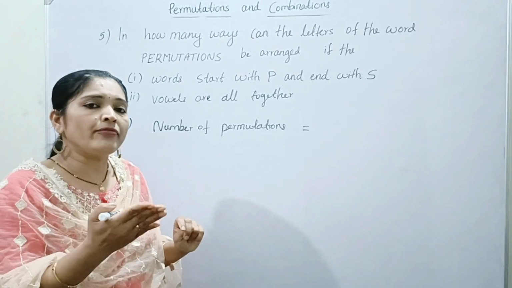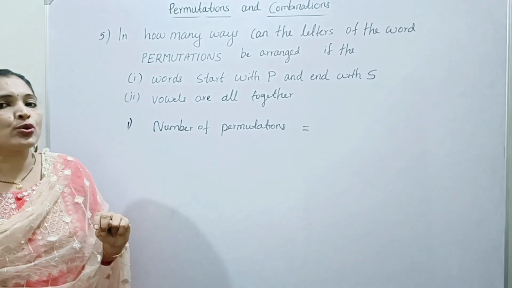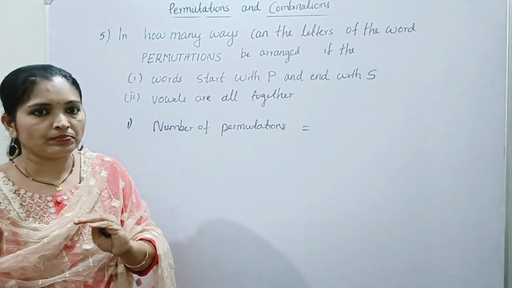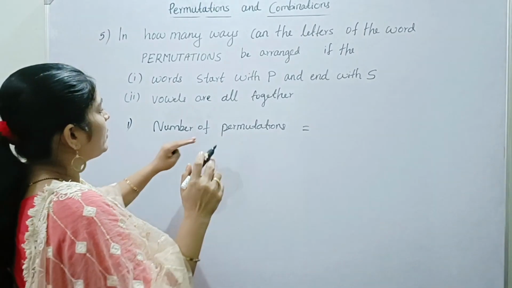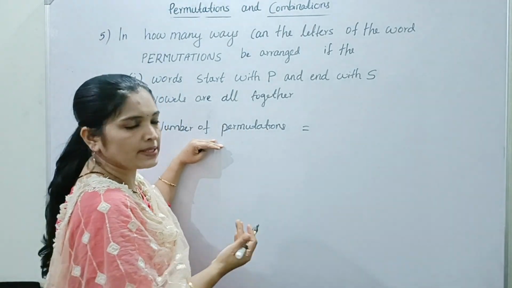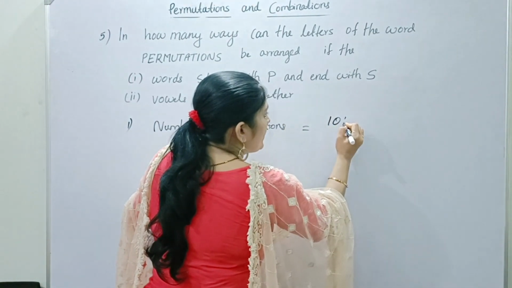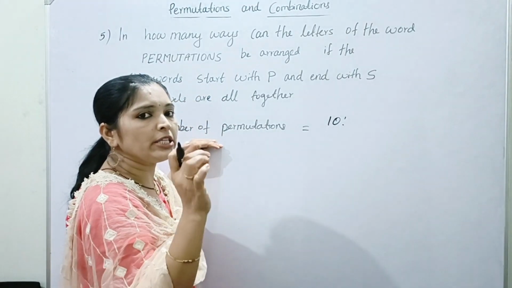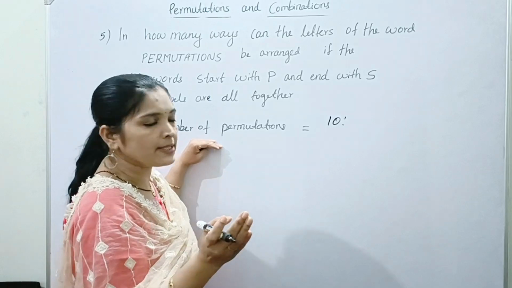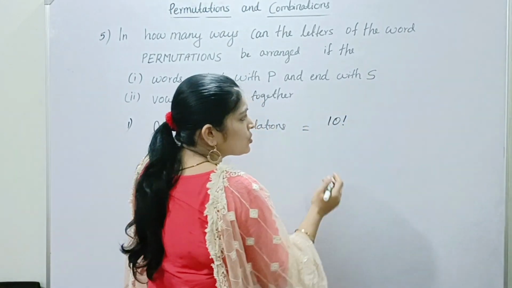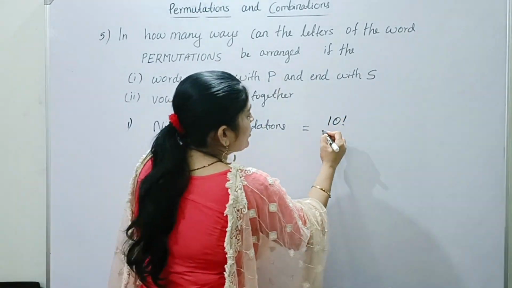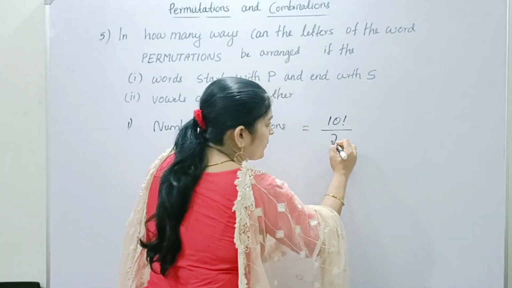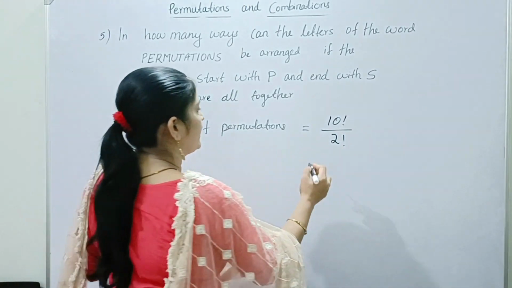So what is the formula? N factorial divided by P factorial into Q factorial. Okay, that is when some of the objects are similar. Now here, what is the number of permutations? 10 factorial. Here P and S are fixed. So here we are arranging the letters between P and S. So 10 letters are there, 10 factorial divided by T repeated twice, so 2 factorial.